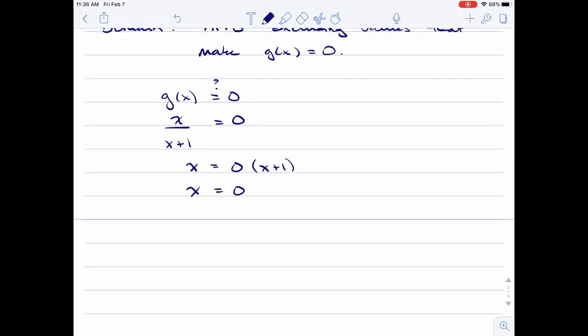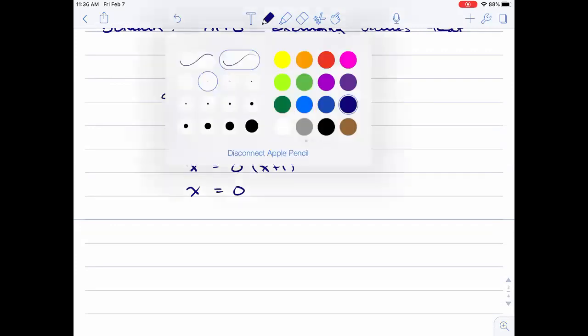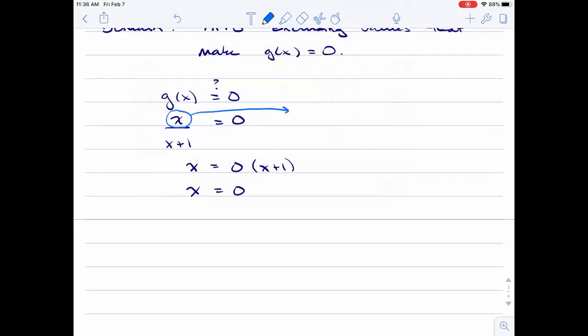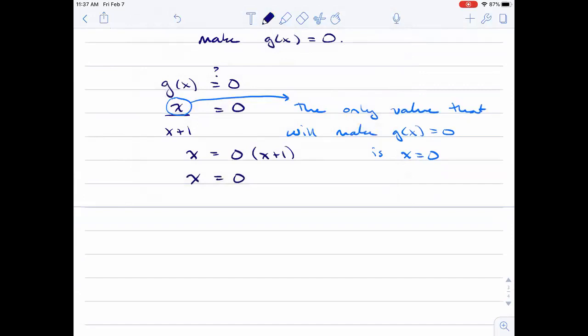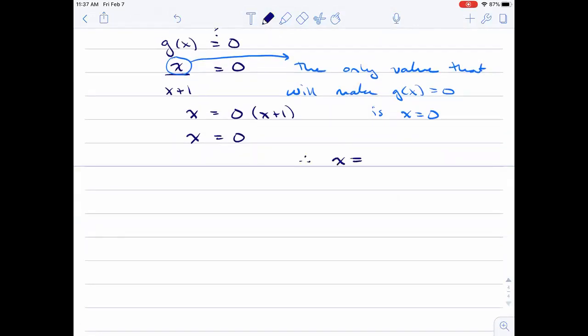But you also want to convince yourself that x equals 0 is the only option. And so here, that's what I wanted to put. The only value that will make g of x equal to 0 is x equal to 0, right? Because if we plug in x equal to 0, we get 0 divided by 0 plus 1. 0 divided by 1 we're allowed to do. And then, of course, we can't have -1, but we already took care of that because the domain is already excluding -1. And now we're adding on another condition. So now we're saying, therefore, x can't be 0.